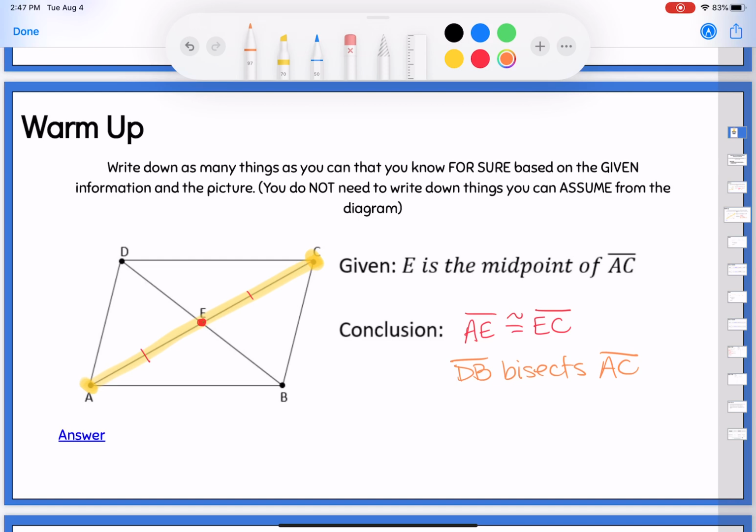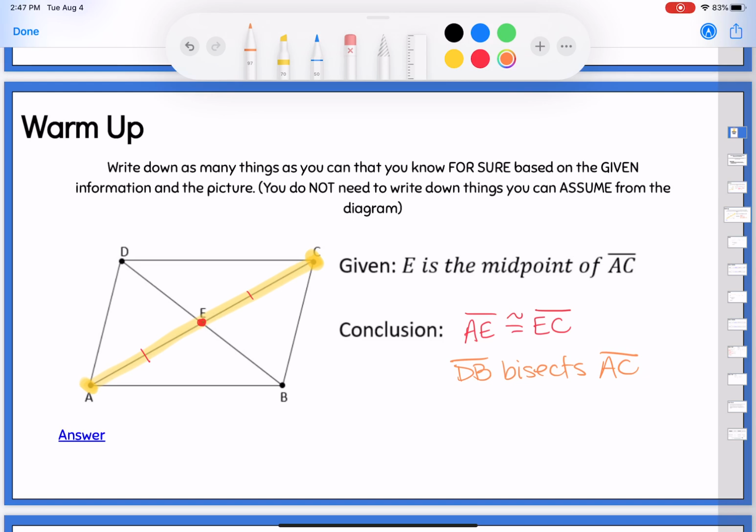So hopefully you're getting more and more confident and comfortable in drawing conclusions based off of a given and a picture and not taking it too far. And guess what? You have just mastered lesson 2.3. That's all that it's about, is just drawing those conclusions. We've been doing that for a long time. We've been doing that a ton of times in our lessons as we go.